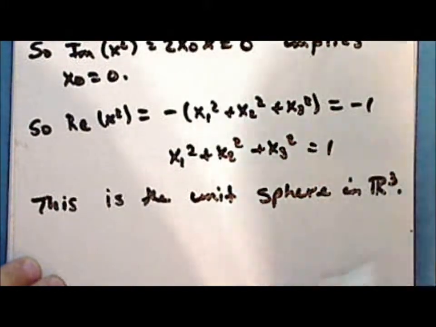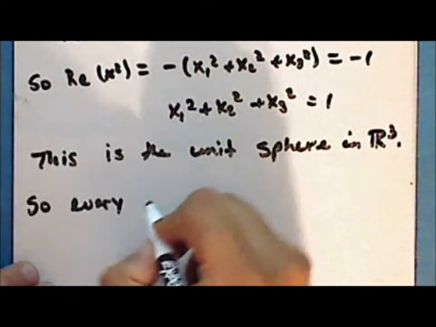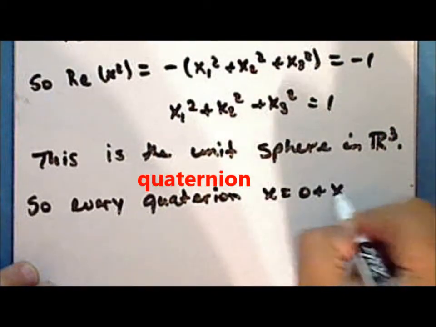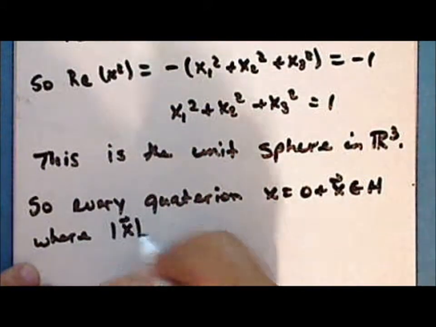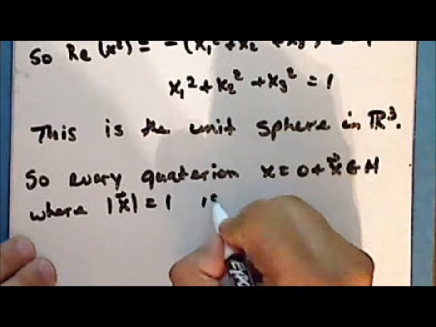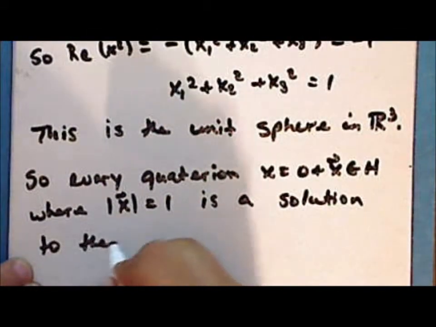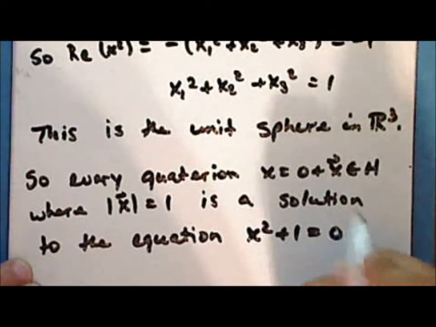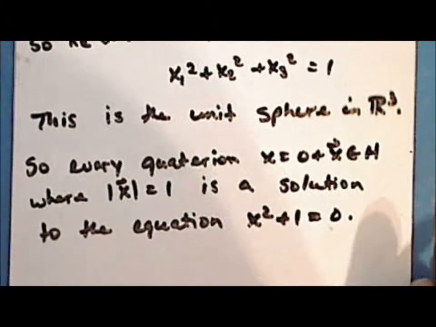In real 3 space. And so every quaternion of the form 0 plus a three-dimensional vector x, where the norm of that vector is equal to 1, is a solution to the equation x squared plus 1 equals 0. And there are infinitely many such vectors.